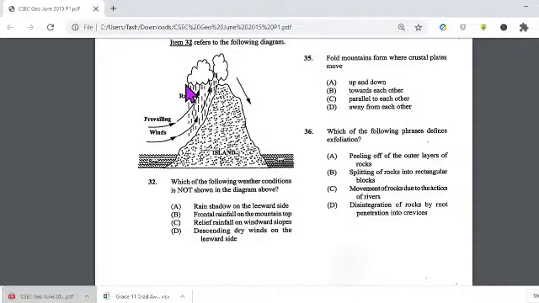So 36, A, peeling off of the outer layer of rocks. B, splitting of rocks into rectangular blocks. C, movement of rocks due to the action of rivers. D, disintegration of rocks by root penetration into crevices. So our answer for number 36 would have been letter A, which is the peeling off of the outer layers of the rocks. Good, so everybody's getting that right.